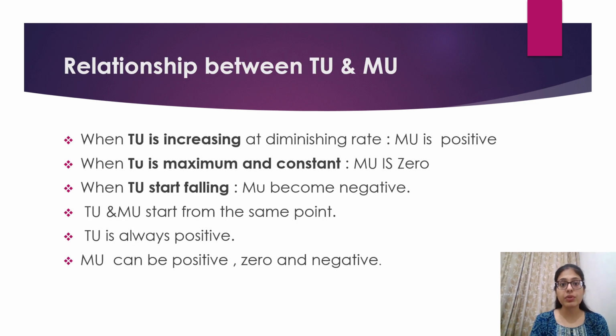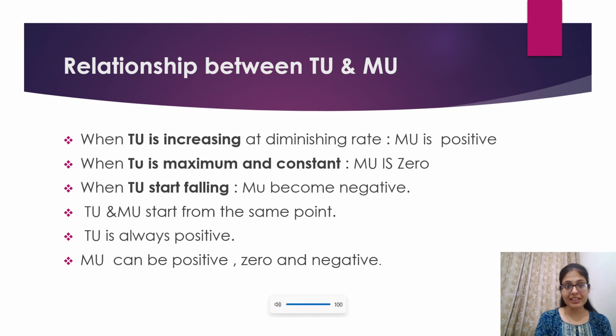The next we will talk about the relationship between TU and MU. TU is total utility and MU is marginal utility, which is called additional utility. So when TU is increasing at diminishing rate, TU बढ़ रहा है पर कौन से रेट से? डिमिनिशिंग रेट से. तो MU पॉजिटिव है. When TU is maximum and constant, जब TU maximum है और एक constant point पे है तो MU is 0. When TU starts falling, MU becomes negative. TU and MU एक ही point से start होते हैं and TU is always positive. It cannot be negative. MU can be positive, 0 and negative.